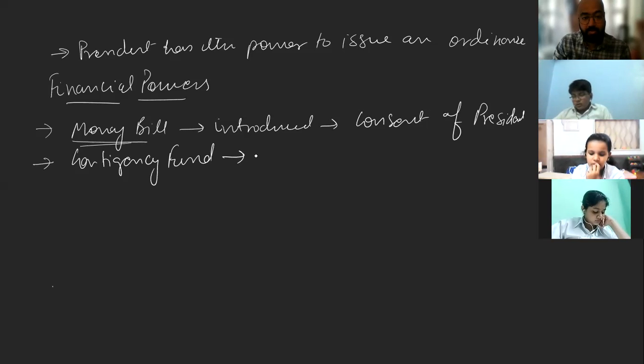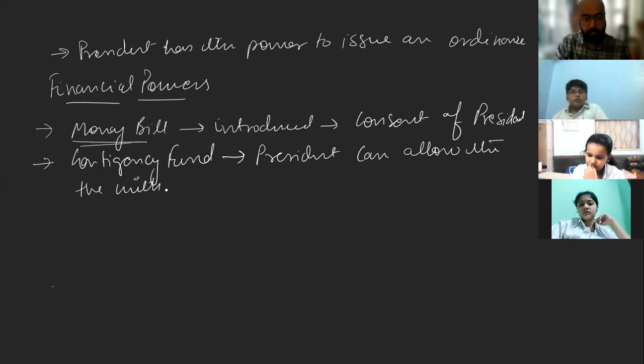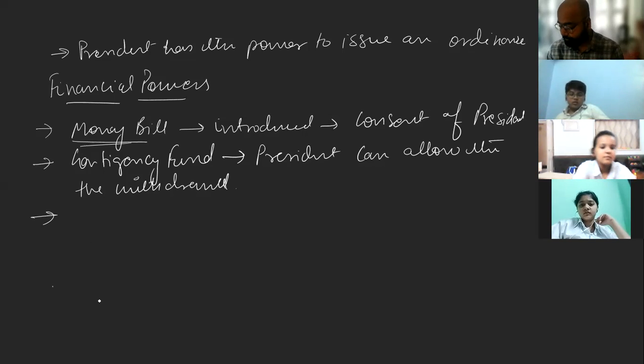Now who is authorized? The president can allow the withdrawal to meet unforeseen expenditure. Unforeseen means which we haven't planned and it has suddenly come to us. If any expenditure or any problem comes to us without any expectation, that is known as unforeseen expenditure. So it is a kind of emergency fund, you can say.